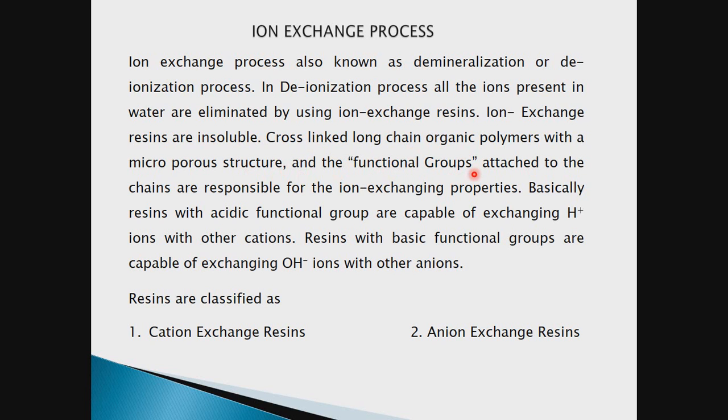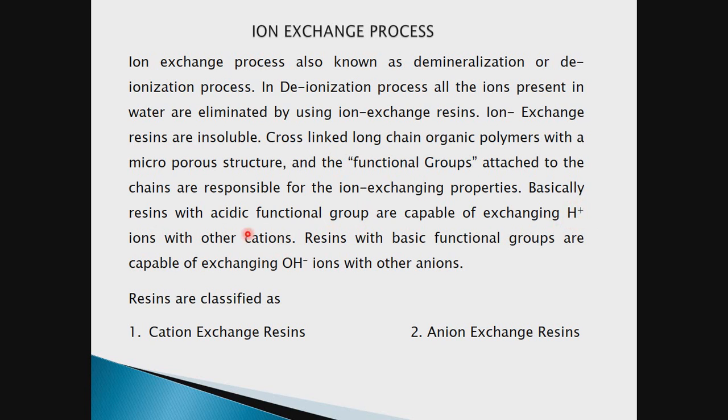Say, for example, as I have written here, resins with acidic functional groups like H positive, say SO3H negative, sulphonic acid, or you may have acetic acid, but it is always better to take sulphonic acid because it is the strong one. Acetic acid is a weak acid, so we cannot functionalize that resin with carboxylic acid. Resins with acidic functional groups are capable of exchanging H positive ions. As you know, by the basic definition of acids, they are substances which have H positive ions. So acidic functional groups are capable of exchanging H positive ions with other cations.